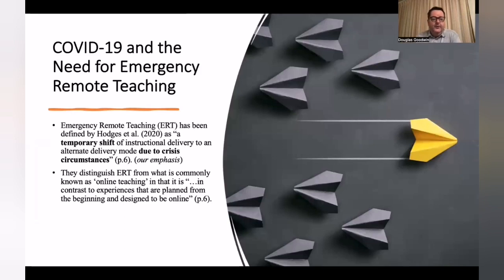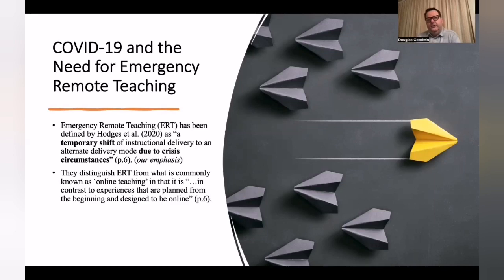So, the need for emergency remote teaching. It's defined here by Hodges, 2020, as a temporary shift of the instructional delivery to an alternate delivery mode due to crisis circumstances. So that's us all over the world.